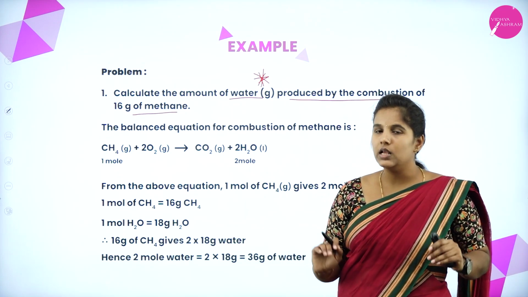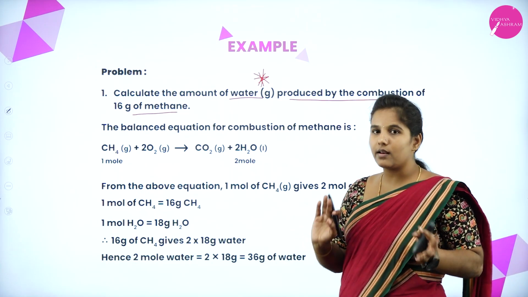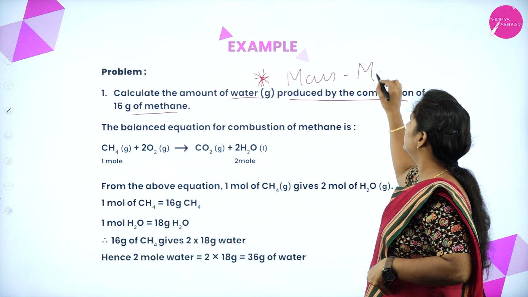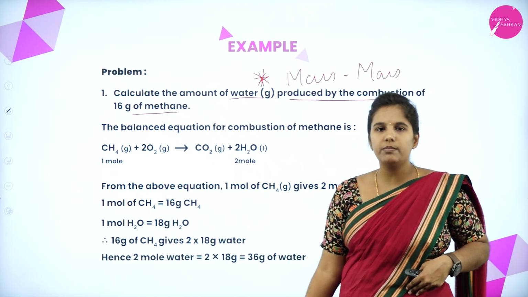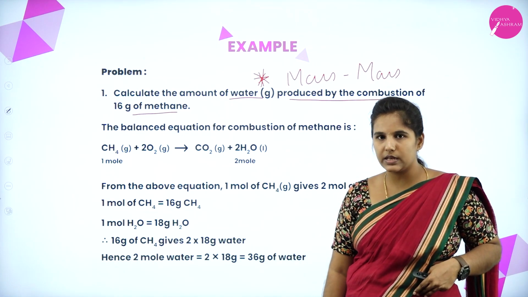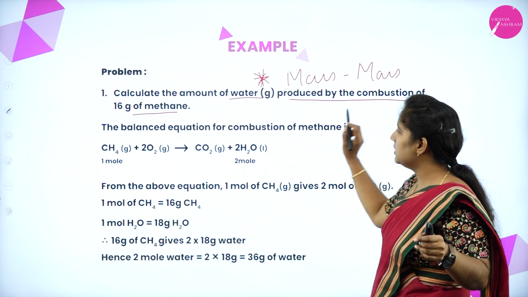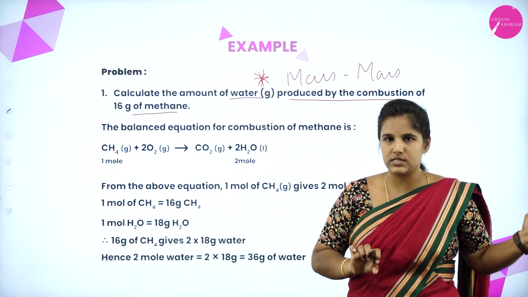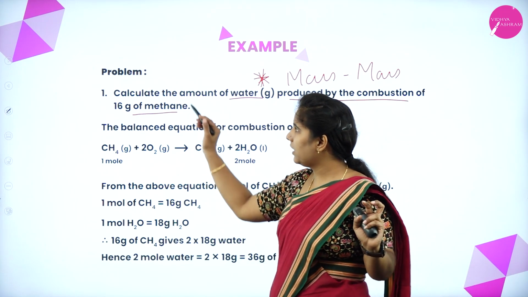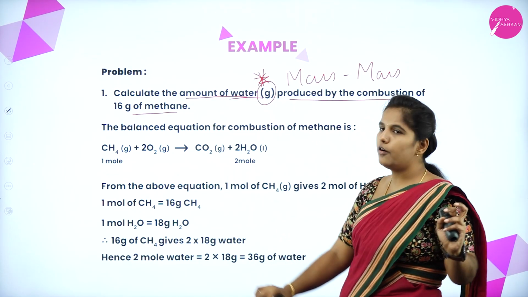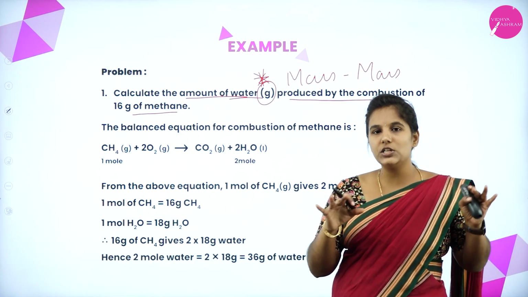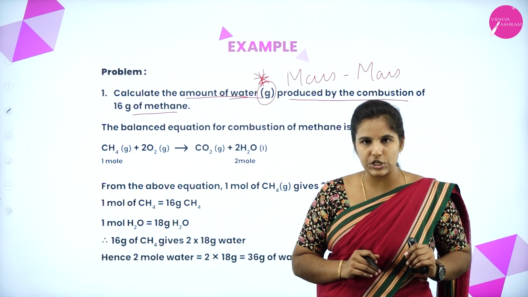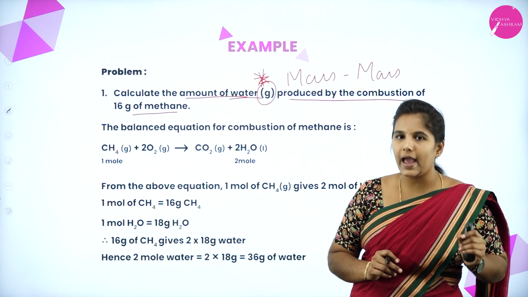What does it mean? We need to calculate the relationship between the mass and the mass. So this is a mass and mass relationship calculation. How do you say it is mass and mass? Because they have given the combustion of 16 gram of methane, which means it is expressed in terms of mass. What are they asking to calculate? The amount of water in terms of gram. So it is a calculation that involves the mass and mass relationship. Let's see how to calculate it.